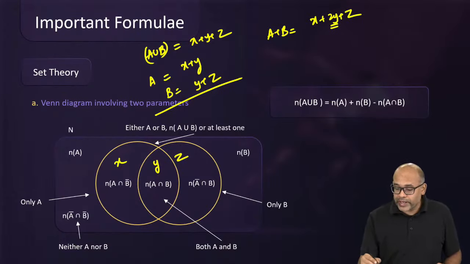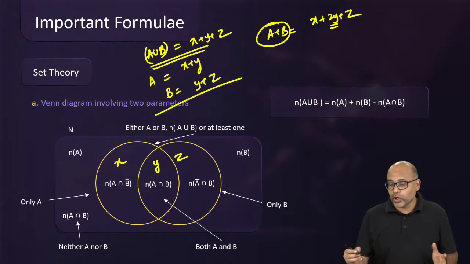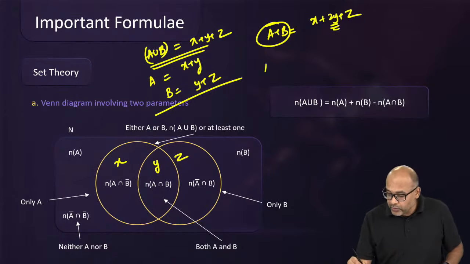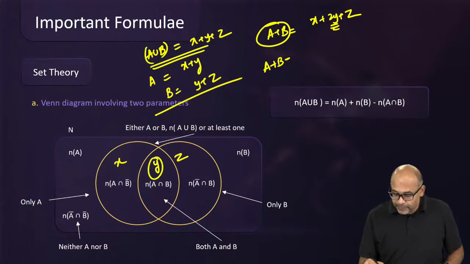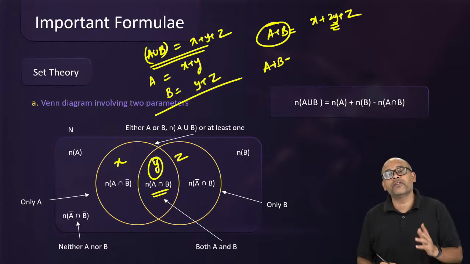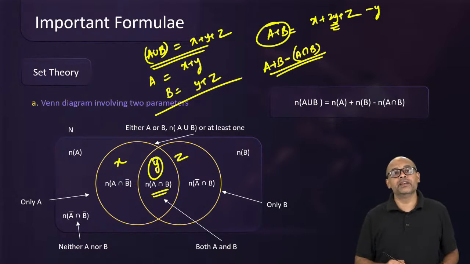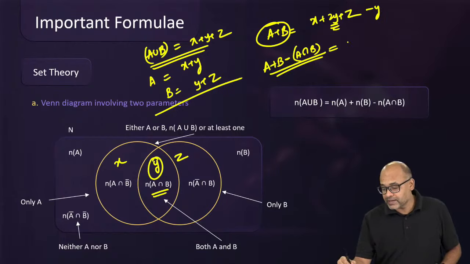Now you have 2Y. I want to get A union B using only A plus B. So what should I do? I got an extra Y, and I want to subtract that extra Y. So I will write A plus B minus, what is Y? Your Y is represented by N of A intersection B. If I do this, I will subtract 1Y here, and therefore I will get my answer as A union B. That is how you get this formula.